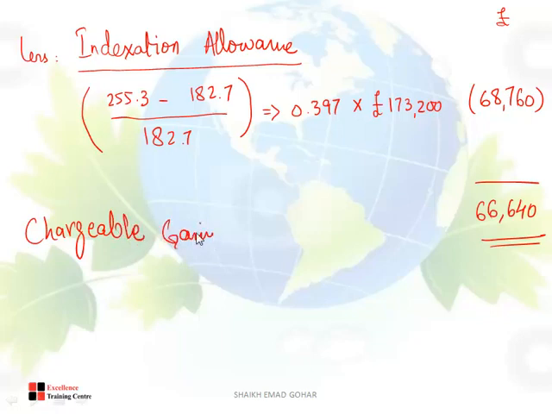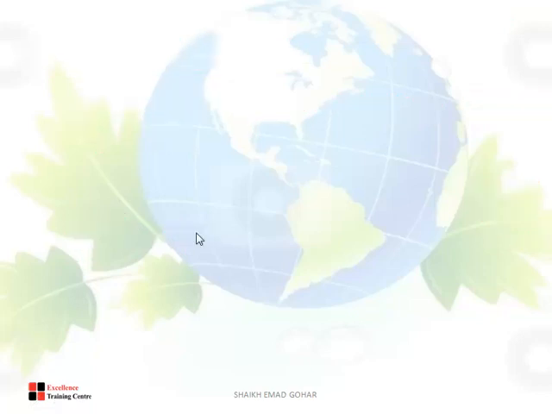Remember I was reading the examiner comment. The examiner pointed this thing out, that candidates only took the indexation allowance on the cost, pure cost. They did not include the incidental cost of acquisition. You should include it. So this is one of the mistakes which many people made at that time. Done? Now tell me one thing, how many marks did you get? 3 more marks.